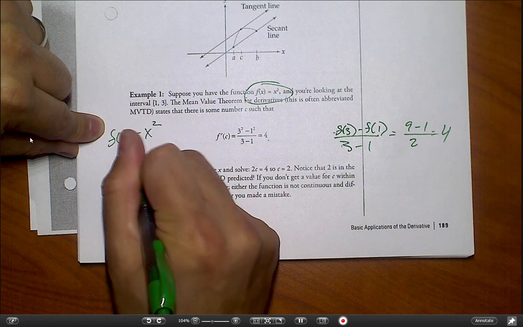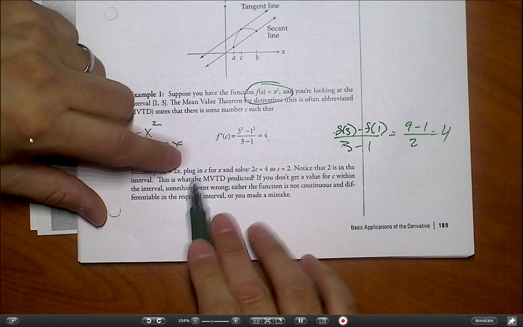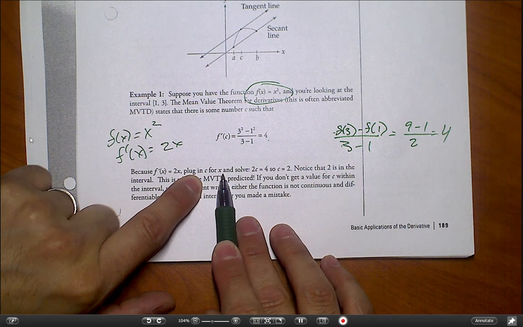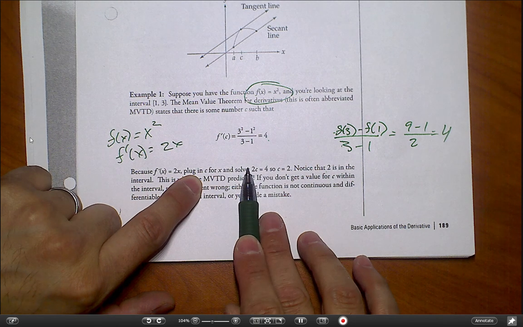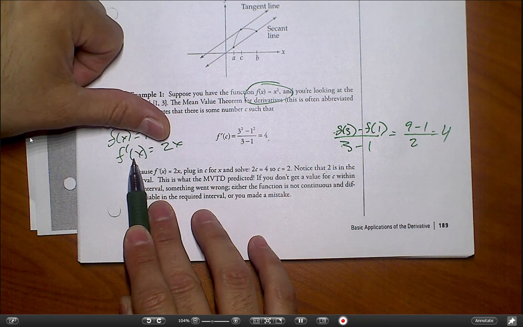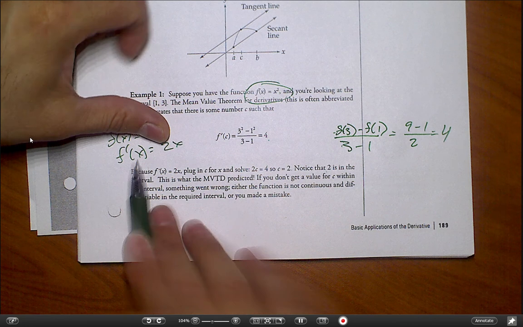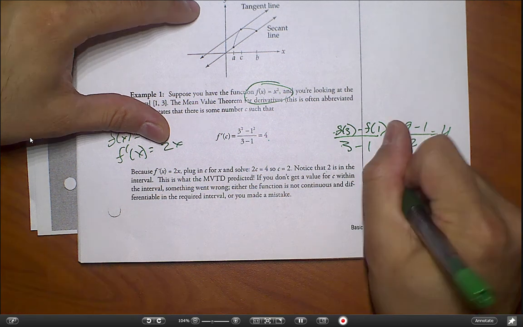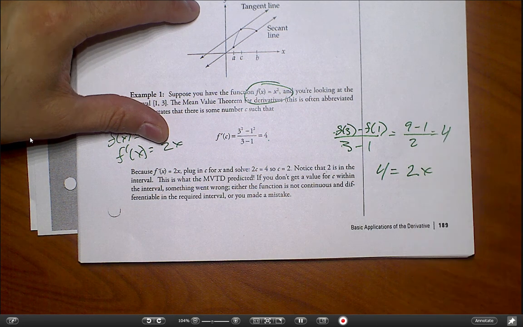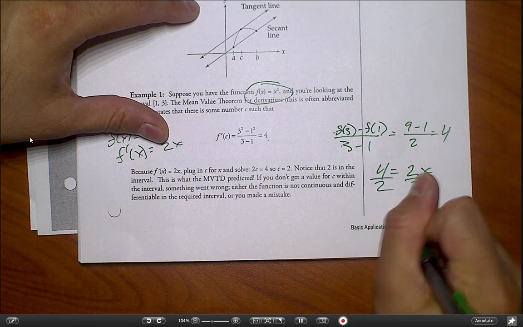F prime of x is just 2x. Okay, and then plug in for x. So now, from this function, I'm going to set it equal to 4. So I want to know where my slope is equal to 4. So 4 is equal to my 2x, and then I divide by 2, so x is 2.